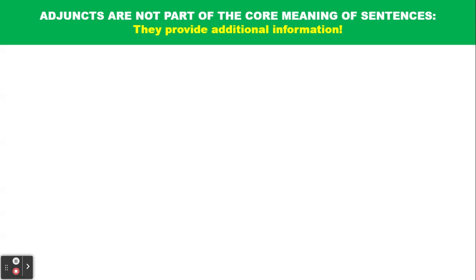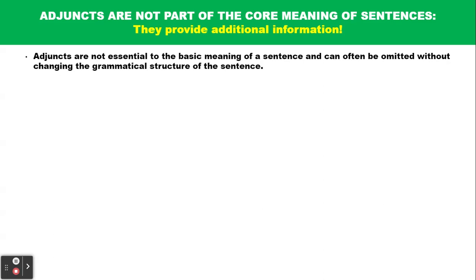Then let's look further at what adjuncts really do in sentences. Adjuncts provide additional information. Adjuncts are not part of the core meaning of the sentence, which means you can remove an adjunct from a sentence and the sentence will still make a complete thought or express a complete idea. Let's look at what this is about. Adjuncts are not essential to the basic meaning of a sentence and can often be omitted without changing the grammatical structure of the sentence. That's what we are saying.